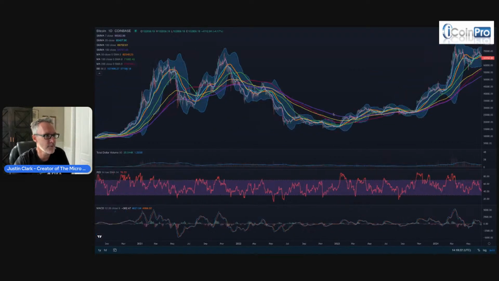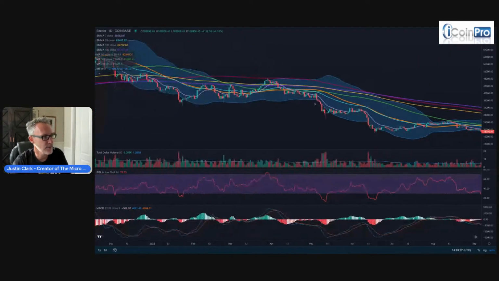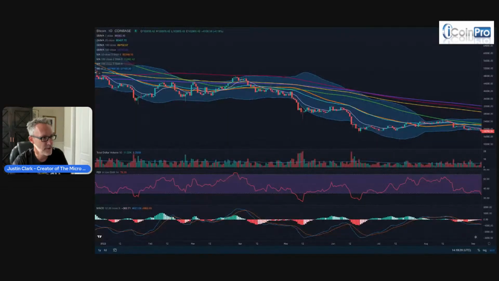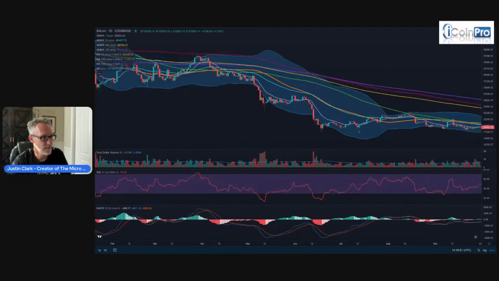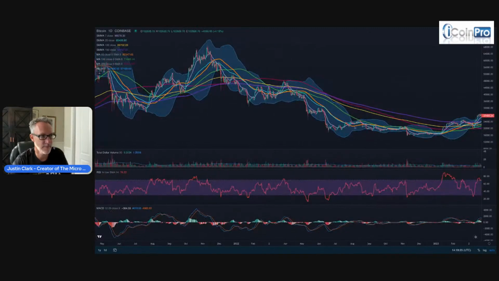On the flip side, if we're trading below all of these and having trouble getting through this light purple moving average going up, then we're potentially in a bear market and almost definitely not in a bull market. News events can change things.